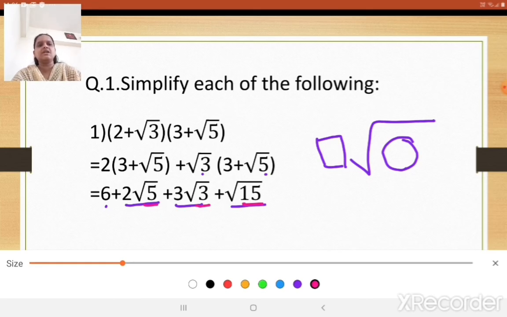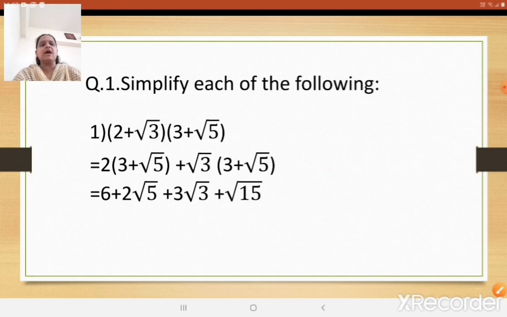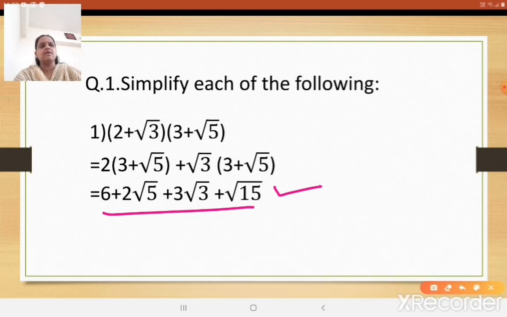What about 6 again? Can we add the 6, 2 and 3? No, because 6 is a rational number, but 2 root 5 and 3 root 3 are irrational numbers. So we can't add. Therefore 6 plus 2 root 5 plus 3 root 3 plus root 15 is your final answer. Is it clear to all of you once again? Yeah. So let us continue with the similar type of next sum.